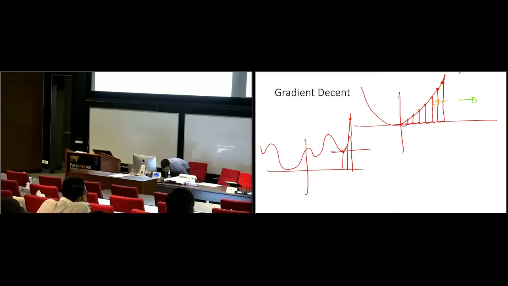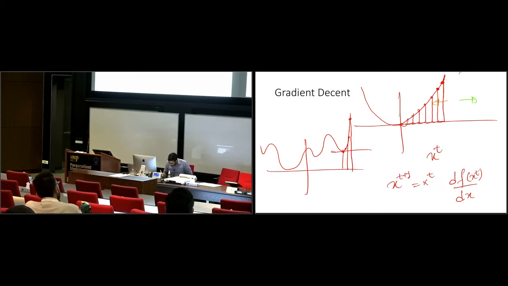So how would we write it? Let's say you are at a point x of t. What would be x of t plus 1? So x of t plus 1 would be x of t plus the derivative of f at x of t with respect to x. Is it true exactly? Minus. Yeah, because this is increasing. We are going in the descent direction. You have to go in the negative gradient direction. So it's basically a minus here. That's it.